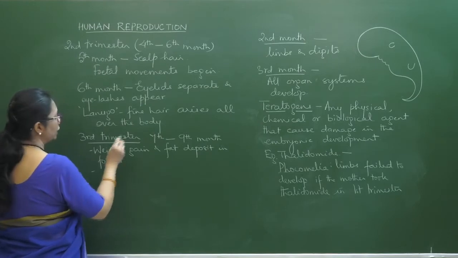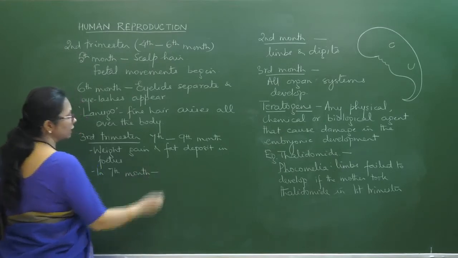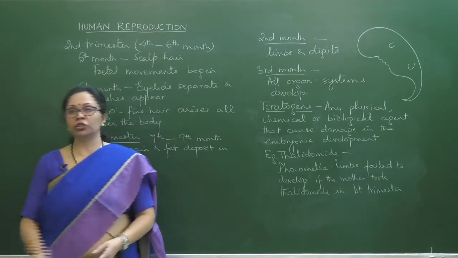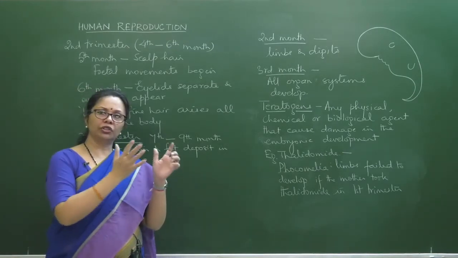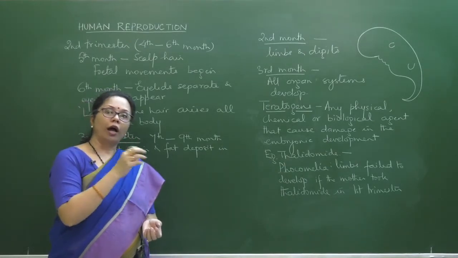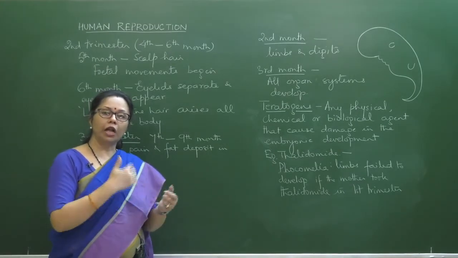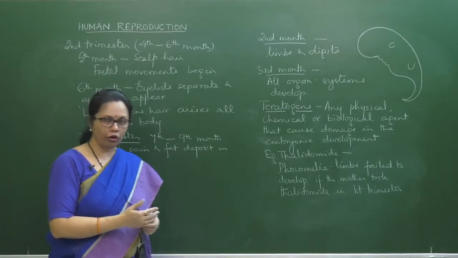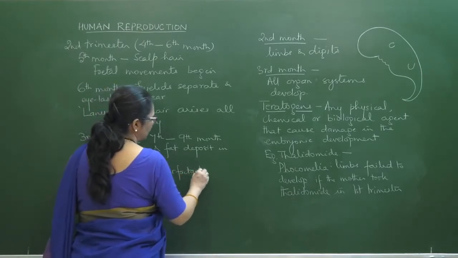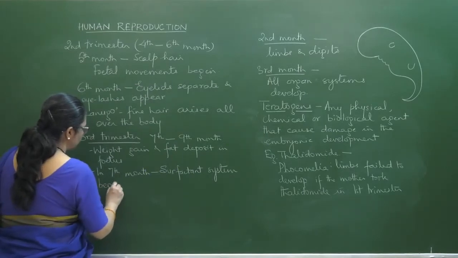And in the 7th month, one more thing happens. In 7th month, surfactant maturation begins. So you see the fetal lungs, because all the respiratory gas exchange is occurring through the placenta, the lungs of the fetus remain collapsed. And initially there is no surfactant, there is lecithin on the inner lining of alveoli, but now the surfactant system begins to mature.